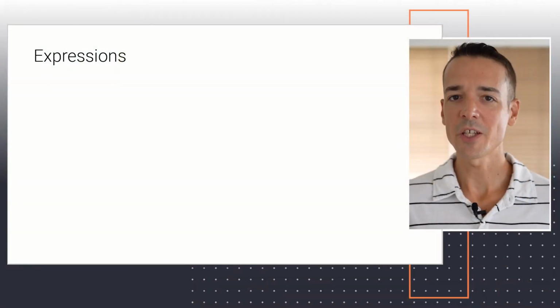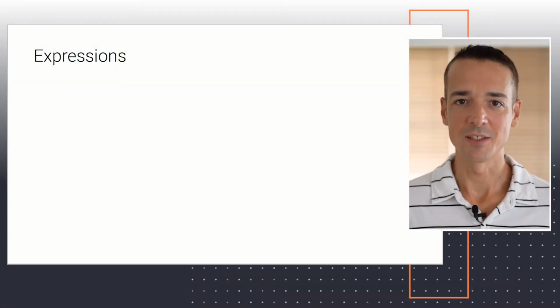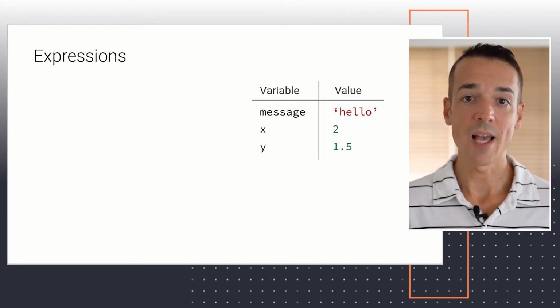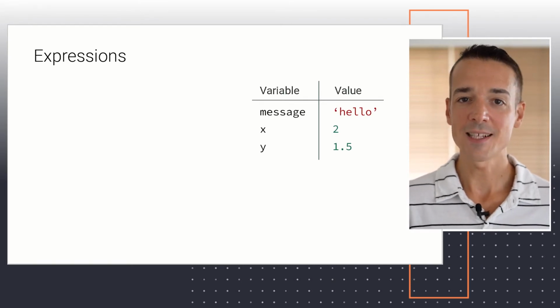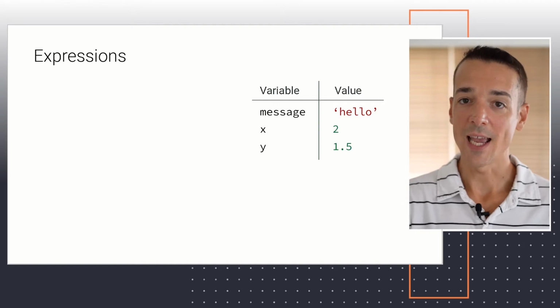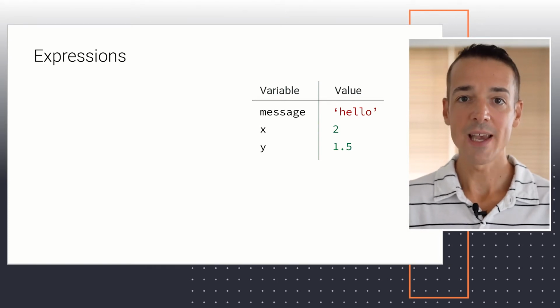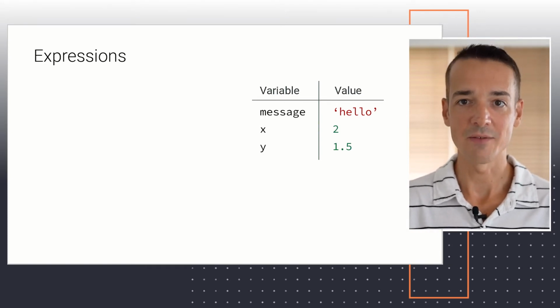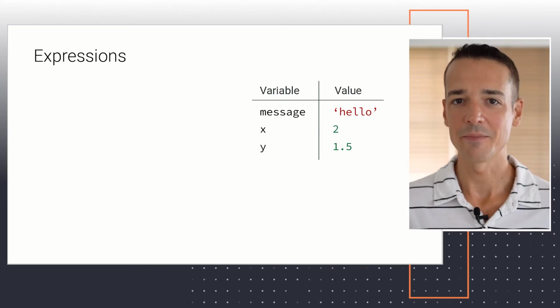For example, you could use a Python expression to add a variable and a constant value, and then use an assignment to save the result of that expression into another variable. Here are some examples of expressions used together with assignments. Let's assume an initial value for variables message, x and y, of string hello, number 2, and number 1.5 respectively, as set in our previous program.